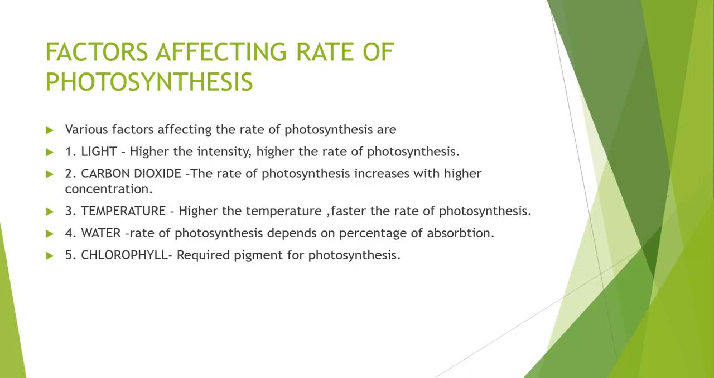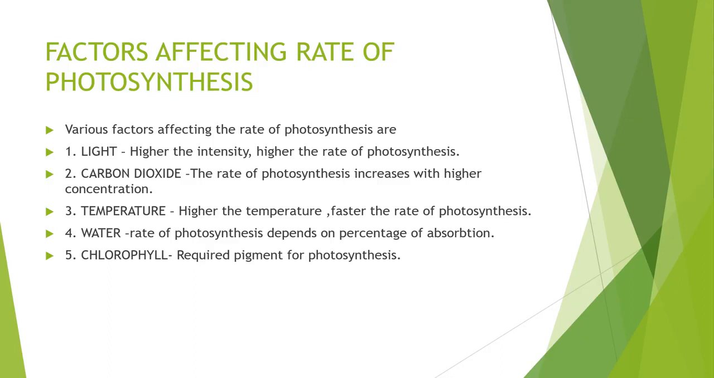Now we will discuss the next factor, that is water. The rate of photosynthesis depends on the percentage of absorption of water. Water is the source of hydrogen atoms in the glucose created by photosynthesis. Both water and carbon dioxide molecules are broken down using energy from the sun and combine into sugar molecules containing carbon, hydrogen and oxygen. Plants absorb only 1% of water for performing the process of photosynthesis.